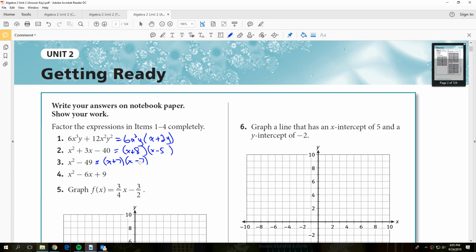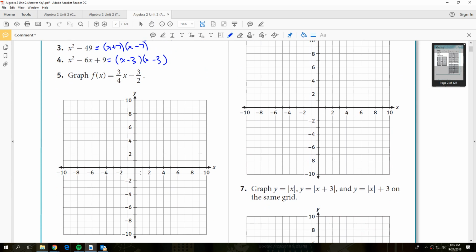So you end up with x plus 7, x minus 7. Difference of squares. And then finally, the last one I'm going to do the same as number 2. And so this is going to be equal to x and x. And two numbers that multiply to get positive 9 and add to get negative 6 would be negative 3 and negative 3.